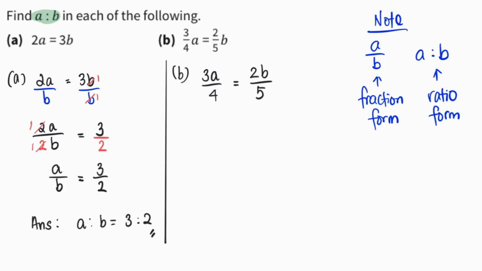And I am going to multiply by 4 on both sides so that I can divide off the 4 to get 1 over 1. I am also going to multiply by 5 on both sides. And therefore, the next line you will see would be 5 times 3, 15a, 2 times 4, 8b.